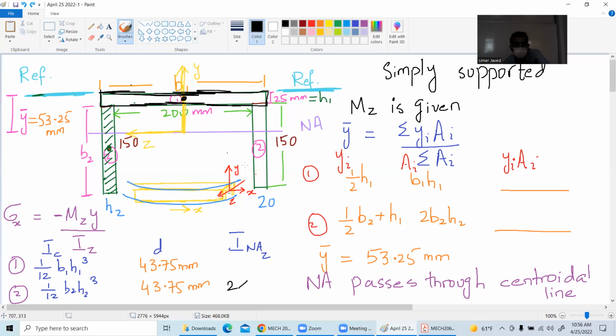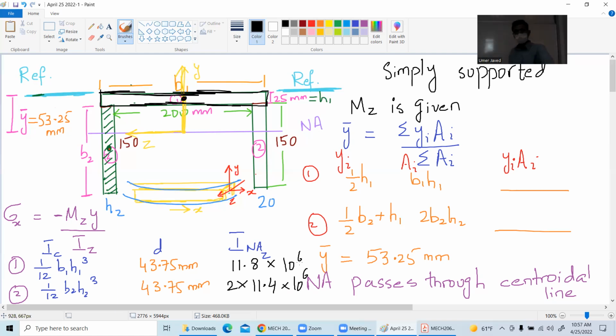Okay, so we have 2 multiplied by 11.4 into 10 power 6. Nobody gave me the values. You got it? And this one is 11.8 into 10 power 6 millimeter power 4, I'm sorry.